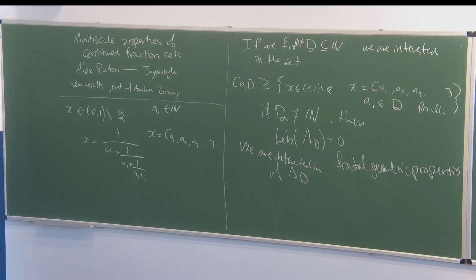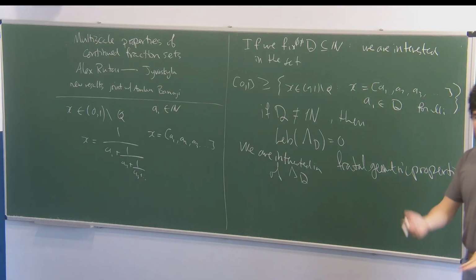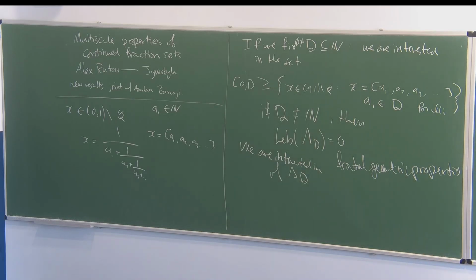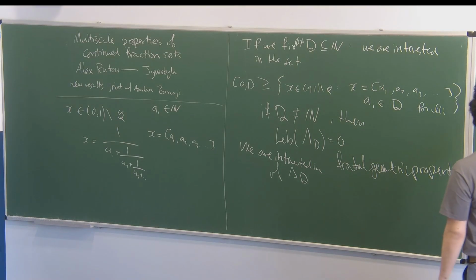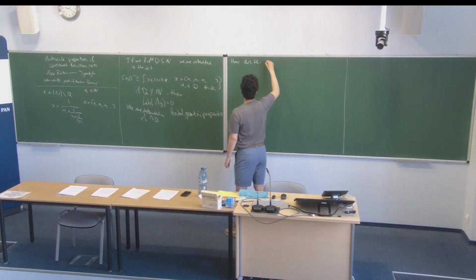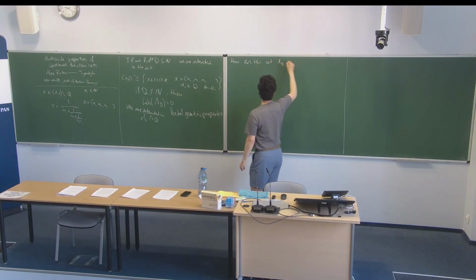So as a fractal geometer, what's the most natural question that we want to ask about a set? So we have an unknown set with measure 0. What would we like to know about it? Well, we would like to know the dimensions of the set. So how does this set scale in space? How does this set, lambda sub D, fill space?